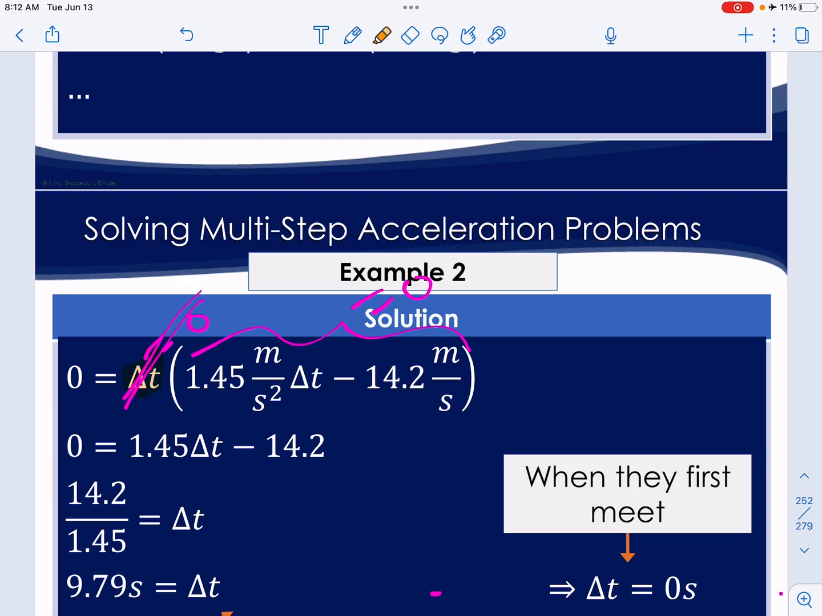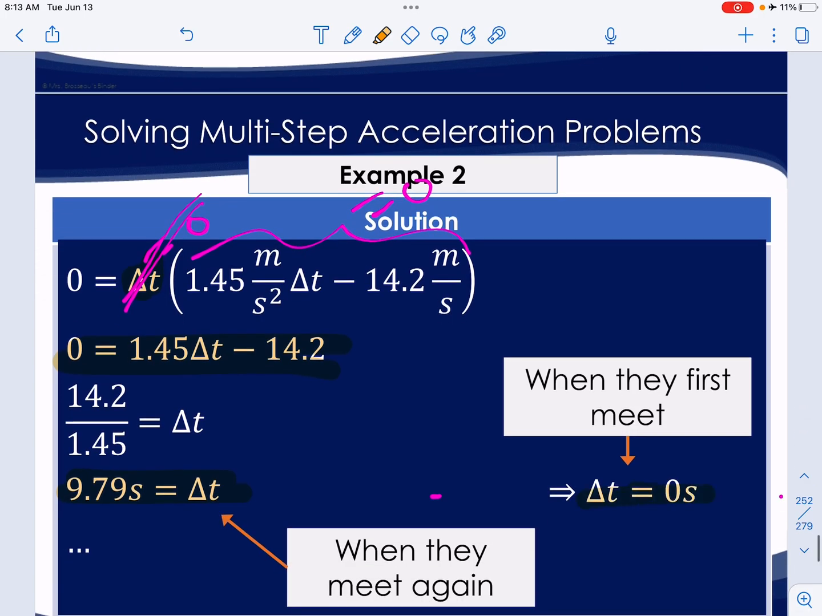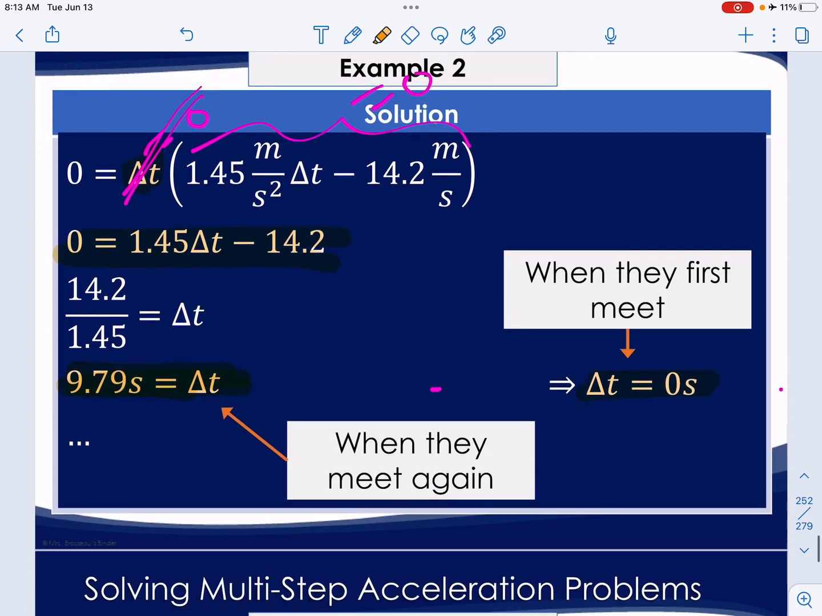So 0 equals 1.55 delta T minus 14.2, and then you solve for delta T, and you get 9.79. Okay? So this is when they first met at 0 seconds, and this is when they met again at 9.79. Now this problem is actually much more difficult than the typical problems that I give my regular physics classes.